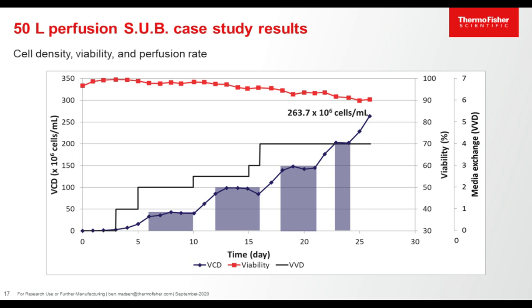Our culture ran for a total of 26 days while achieving steady cell densities of 40, 100, 150, and 200 million viable cells per milliliter, and a median exchange rate shown in the graph. And for a torture test of sorts, near the end of the culture, we disabled the cell bleed and allowed the cells to grow to a final cell density of 260 million viable cells per mL, at which point the ATF filter had fouled completely and the run was terminated.